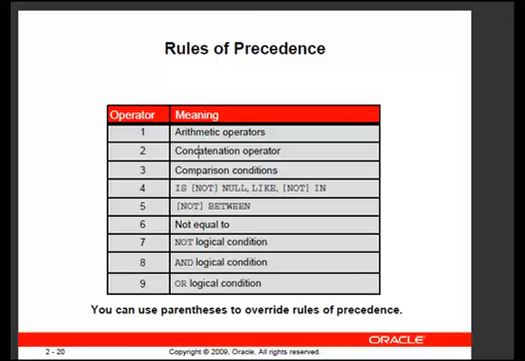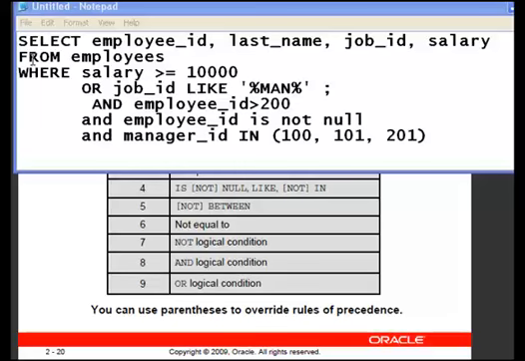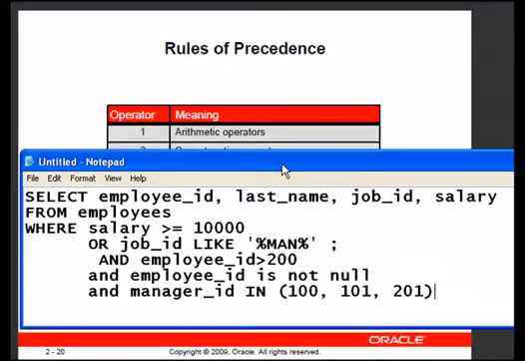Let's do a simple example for that. Let's consider an example like this one. Select employee ID, last name, job ID, salary from employee where salary greater than 10,000, or job ID like MAN with the wildcard character that we use, and employee ID greater than 200, and employee ID is not null, and manager ID is within this 100, 101, or 202, 201. If we're looking at this one, we have to follow this rule.